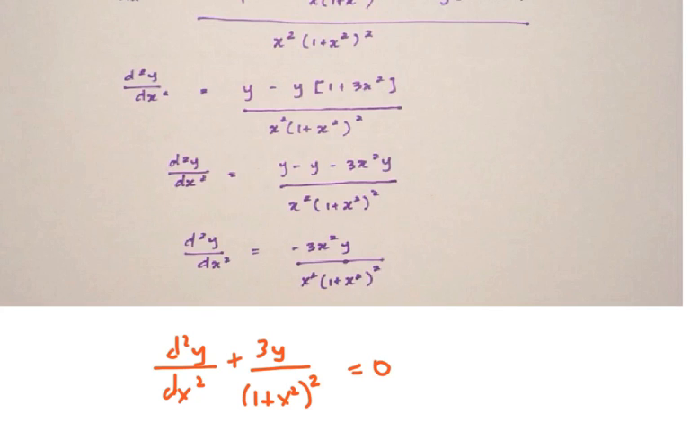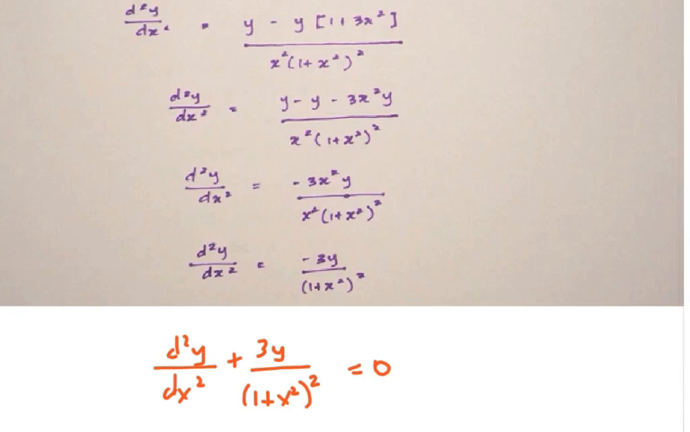And now I look at my numerator and my denominator, which both have x squared in common. So I can cancel x squared in my numerator with x squared in my denominator to be left with negative 3y divided by (1 plus x squared) squared. And this looks exactly similar to what we're trying to prove.